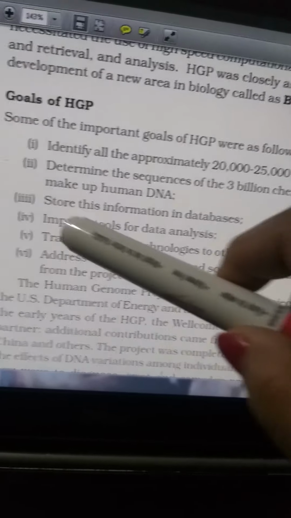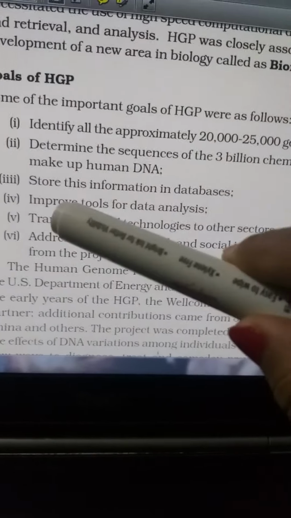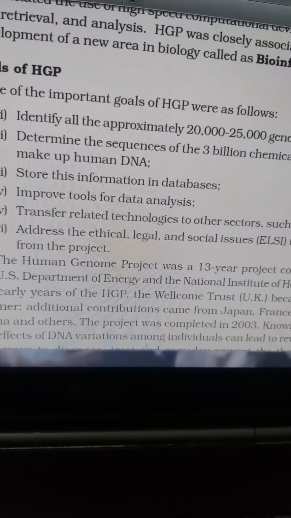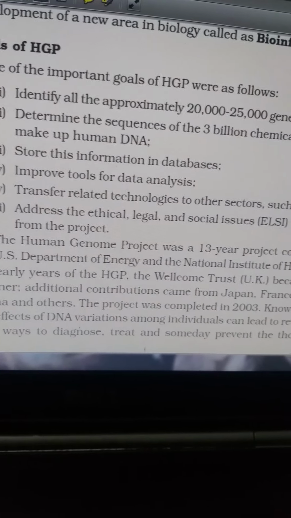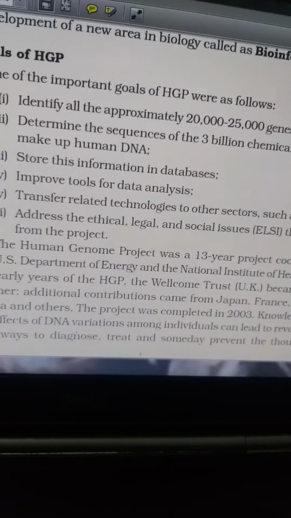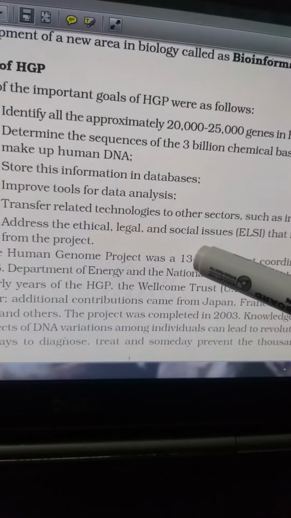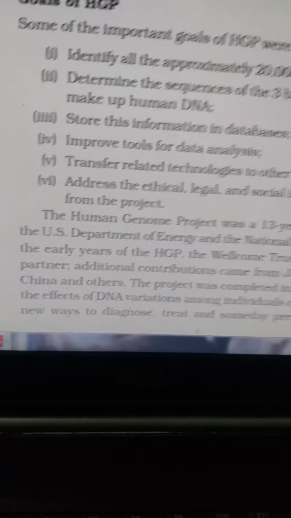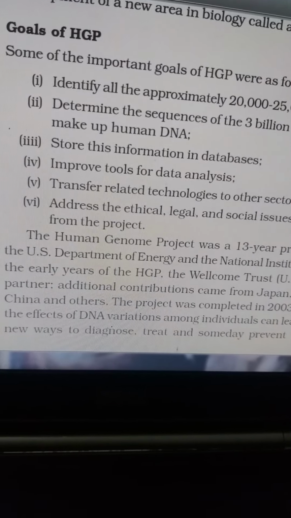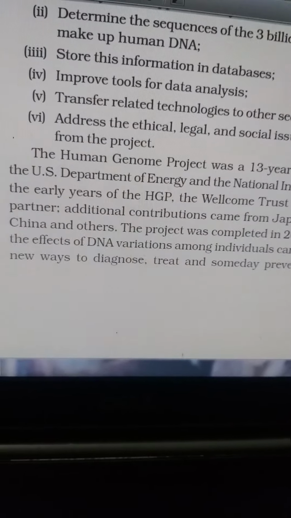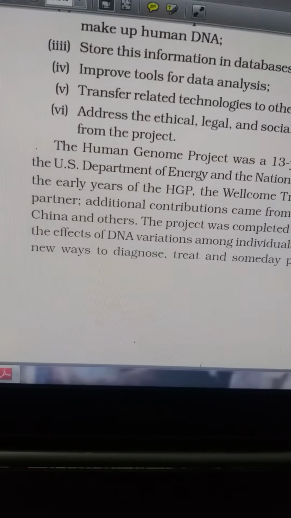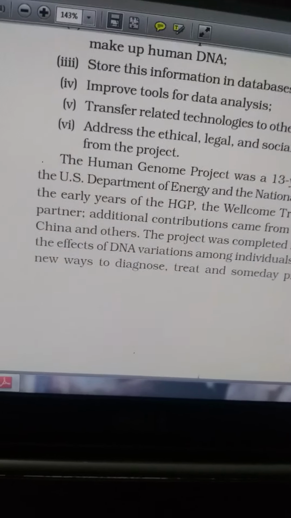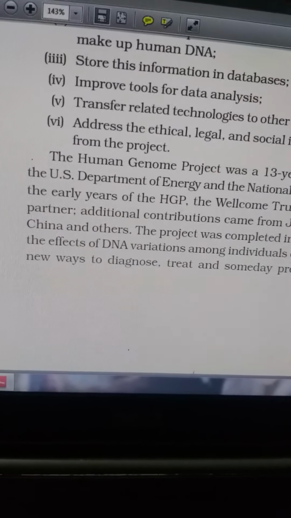So that means we can store this information in a database, and we can improve tools for data analysis. There are certain genetic disorders that can be cured, and there is transfer of genetic related technologies to other sectors. Now we have the ELSI. ELSI means the ethical, legal and social issues that may arise from the project. I said from the DNA sequence you can make out the total evolutionary history, the living and geographical condition of that particular human being or animal or plant. Since the human genome is involved, we have to study it with human beings only.